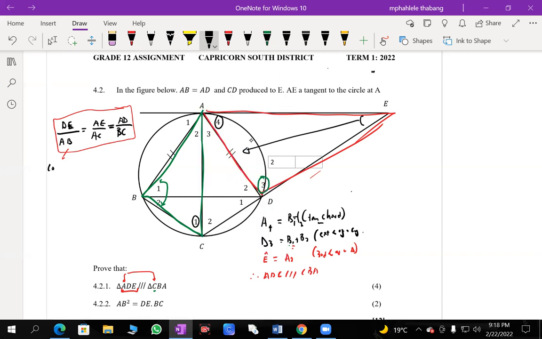Here we say corresponding sides of similar triangles are proportional. If you say proportionality, I go with you. Proportionality, I go with you. Corresponding sides of similar triangles are proportional.